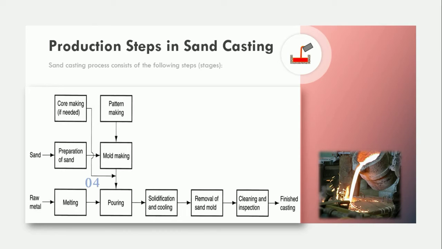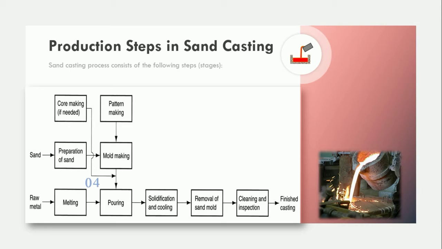Move to step number four. Now in this step, we are going to melt the raw metal in the furnace. Further on, that molten metal is poured into a pouring basin, and through the pouring basin, the molten metal is going to fill the respective mold cavity. This is the step where we pour the molten metal into the mold cavity, which further conforms to the shape of the component.